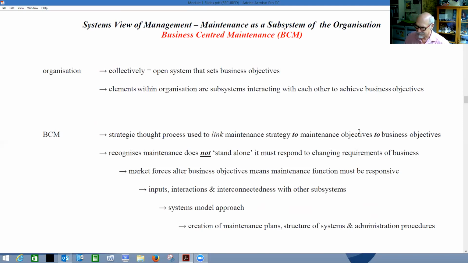Now, business-centered maintenance is a strategic thought process used to link management strategy to maintenance objectives to business objectives. It recognizes maintenance does not stand alone. It must respond to changing requirements of business. As we talked about beforehand, if the price of iron ore goes through the roof, yeah, we're going to have to run the machinery harder to get stuff out. So then the business objectives have changed for greater production. So therefore there's more wear and tear on your equipment. So therefore there are going to be changes to your maintenance objectives as well. Market forces alter business objectives, which means the maintenance function must be responsive to it.